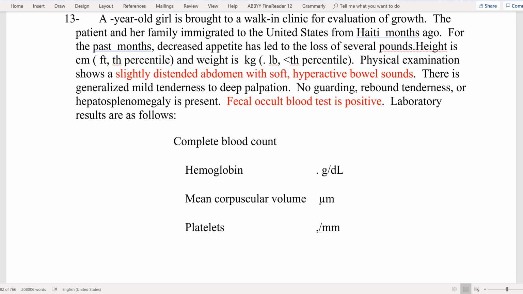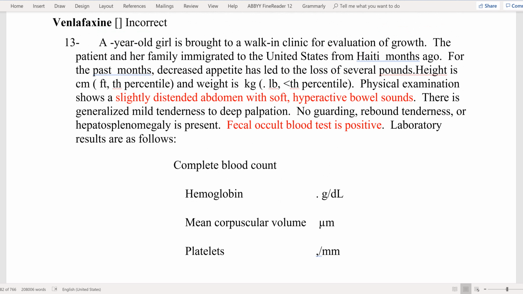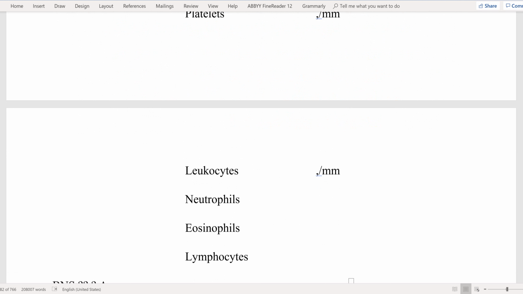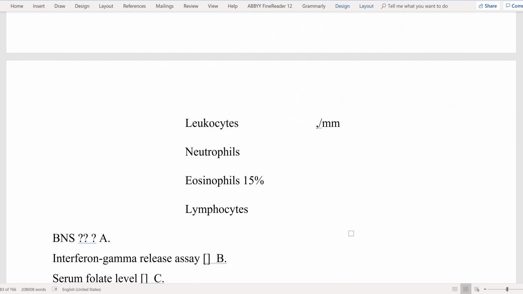I like those types of cases, you know, it's very easy to spot. Like when you are a 6-year-old girl who just came from Haiti a couple of months ago, 3 months ago or whatever, and you have a distended abdomen, hyperactive bowel sounds, generalized tenderness, fecal occult blood test positive, and eosinophils 15%. Everything else is normal. So what do you think is going on here? Parasitic helminth infection.